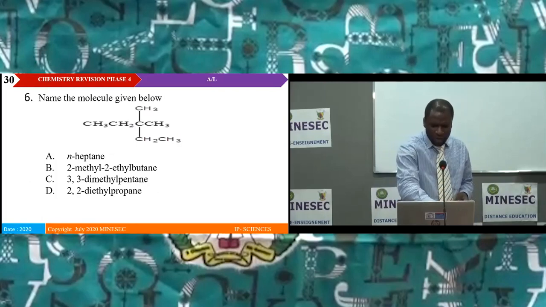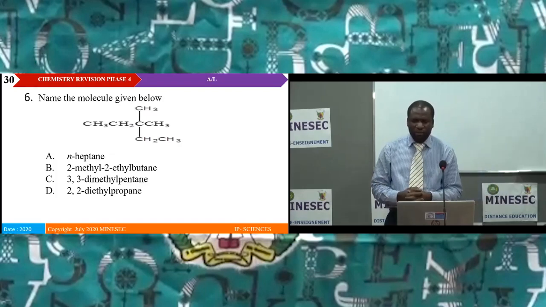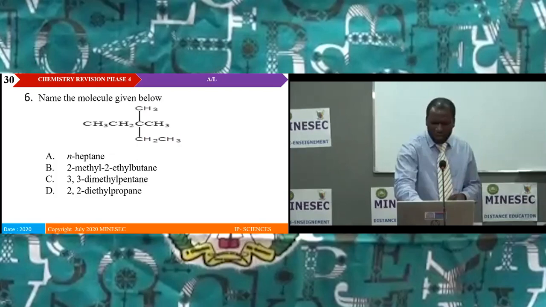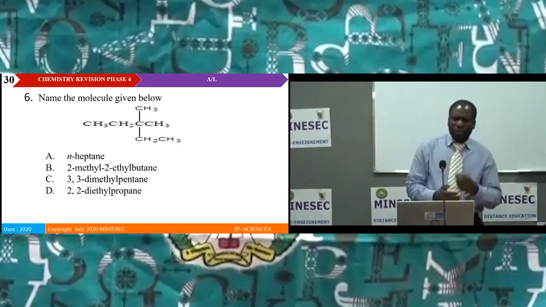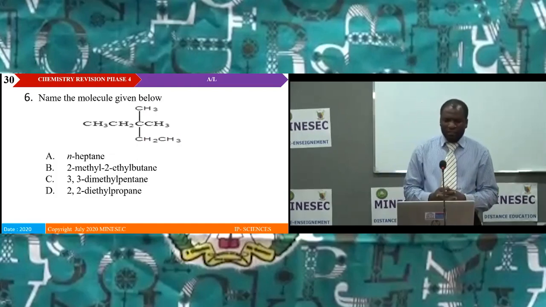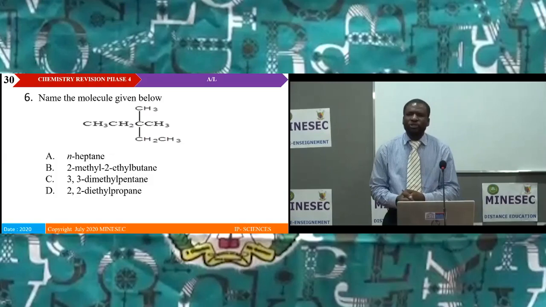Okay, we have 1, 2, 3, 4, 5. So the longest chain there is 5. It's a 5 carbon chain. It's an alkane, so we have pentane. But when we look carefully, we have methyl groups attached to carbon 3. We have 2 methyl groups attached to carbon 3. So we now give the name of the compound 3,3-dimethylpentane, and that corresponds to option C.